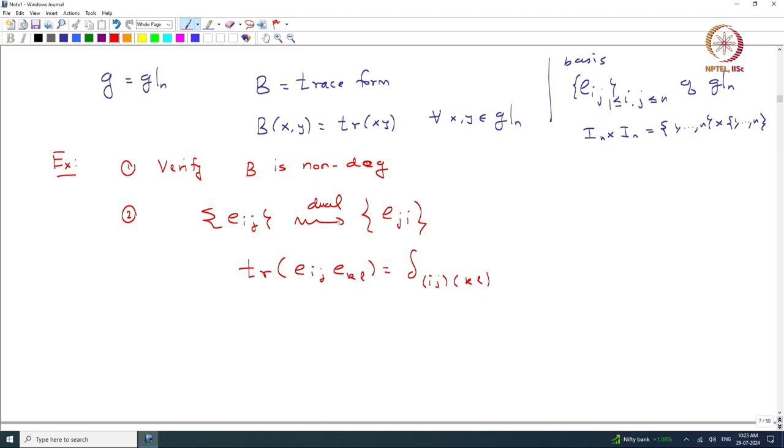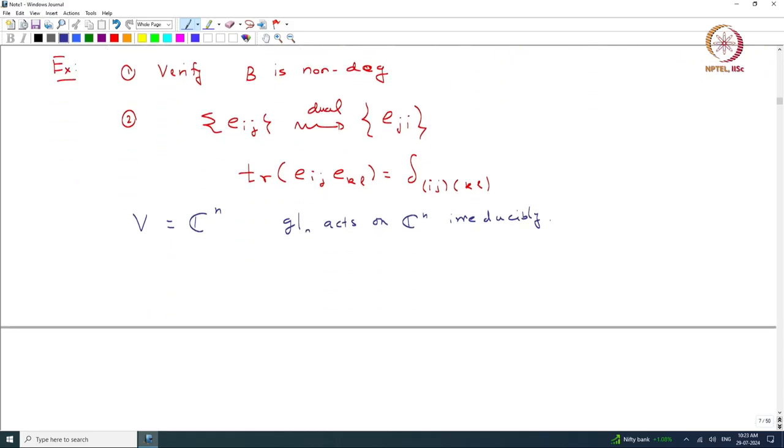So now if we take this trace form, then you can easily compute: what will be the Casimir operator corresponding to this trace form on the natural representation? Okay, so take V to be C^N. So GL_N acts on C^N, and this is indeed an irreducible module. So the G action is irreducible. So now we know that the Casimir element must act as a scalar on this.